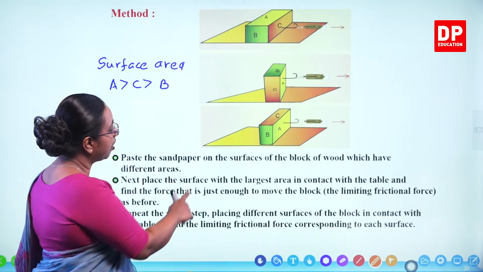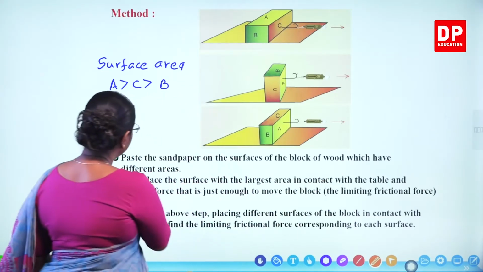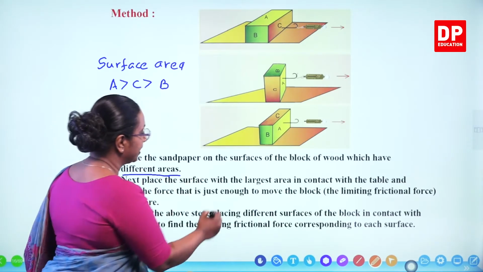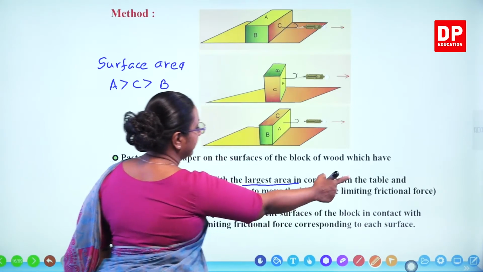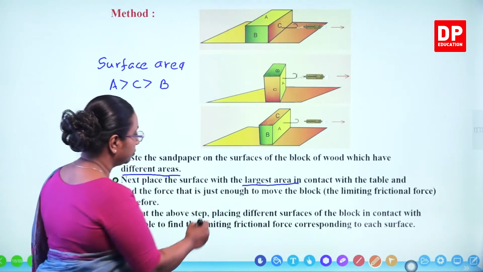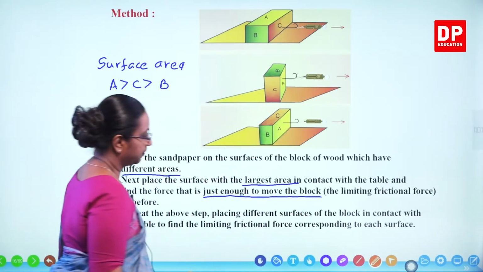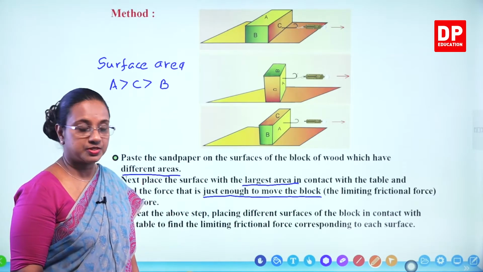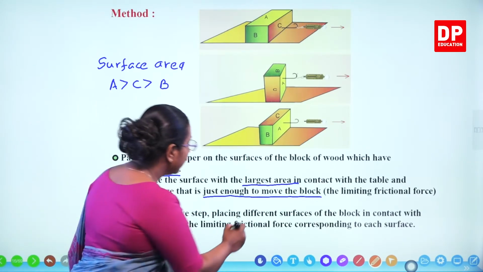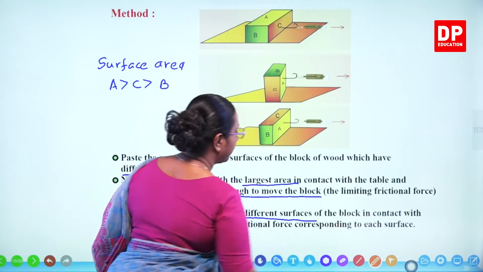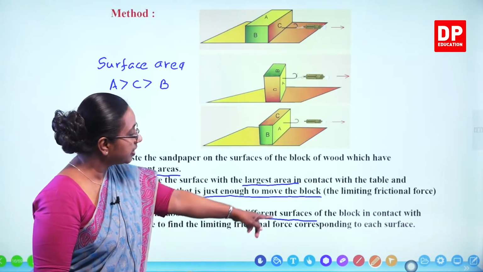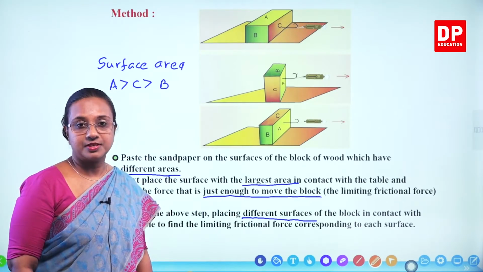Paste the sandpaper on the surfaces of the block of wood which have different areas. Next, place the surface with the largest area in contact with the table and find the force that is just enough to move the block of wood, the limiting frictional force. As before, repeat the above step placing different surfaces of the block in contact with the table to find the limiting frictional force corresponding to each surface.